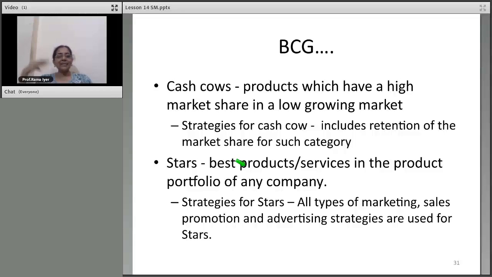Okay. Then comes stars. What is the stars? Best products and services in the product portfolio of any company. So all types of marketing, sales promotion, advertising should be made to focus on that a lot more so that your stars remain a star. Got it? Got it till here?